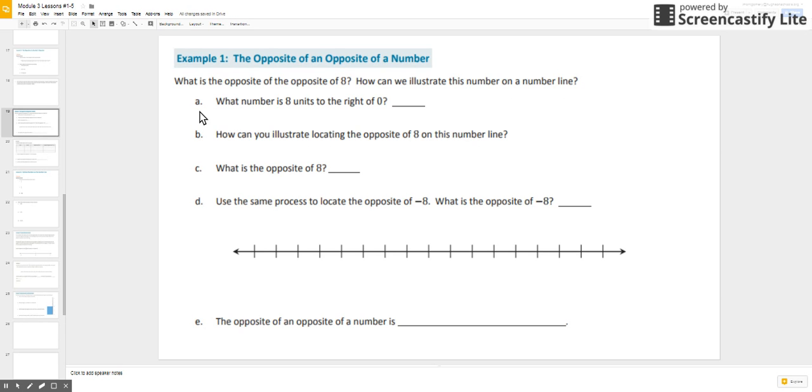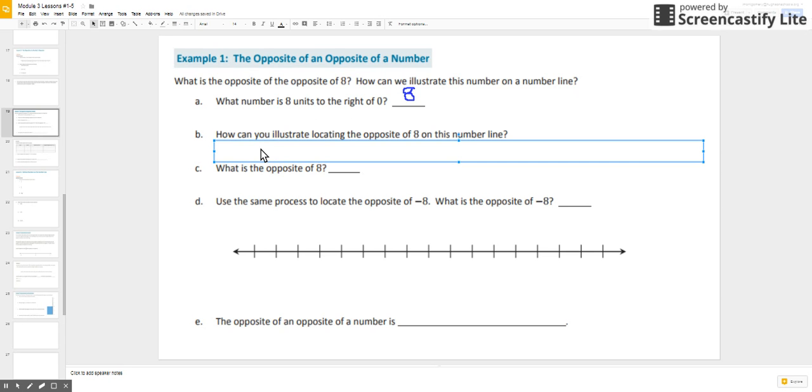If we look at part A, it says, what number is 8 units to the right of 0? Well, of course, 8 units to the right means it's positive, and 8 units simply means positive 8. If we look at the next one, it says, how can you illustrate the location of the opposite of 8 on a number line? The opposite of that would be 8 units to the left of 0.